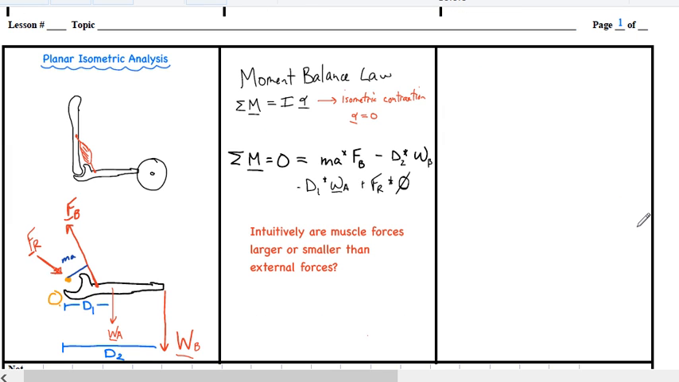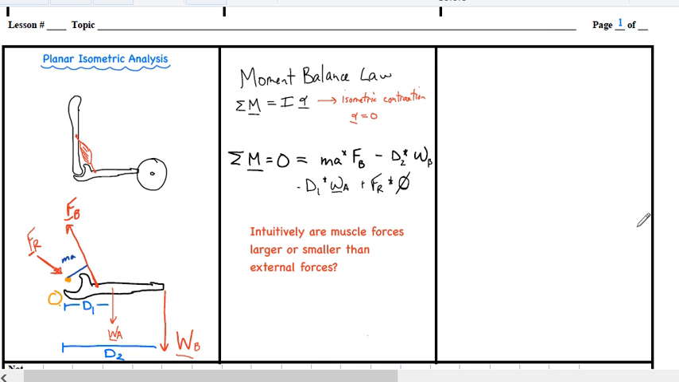This is a simple example of a bicep problem. The forearm is horizontal and holds a dumbbell of weight WB. The forearm itself has a weight WA acting at its center of mass. The muscle force is FB, and the reaction force at the joint is FR. This is the force that the upper arm exerts on the lower arm. Point O is the moment center.